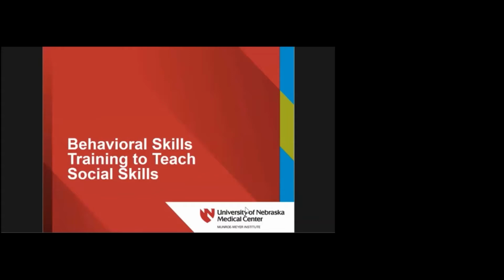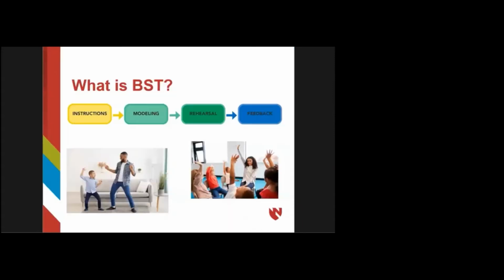Okay, so next we are going to discuss behavioral skills training, or BST, and how we can use behavioral skills training to teach social skills. All right, so behavioral skills training is a treatment package consisting of multiple treatment components that has been proven to be effective at teaching a wide variety of different skills. BST consists of 4 main components that include instructions, modeling, rehearsal, and feedback. Using BST can be a very effective way to help an individual learn social skills.